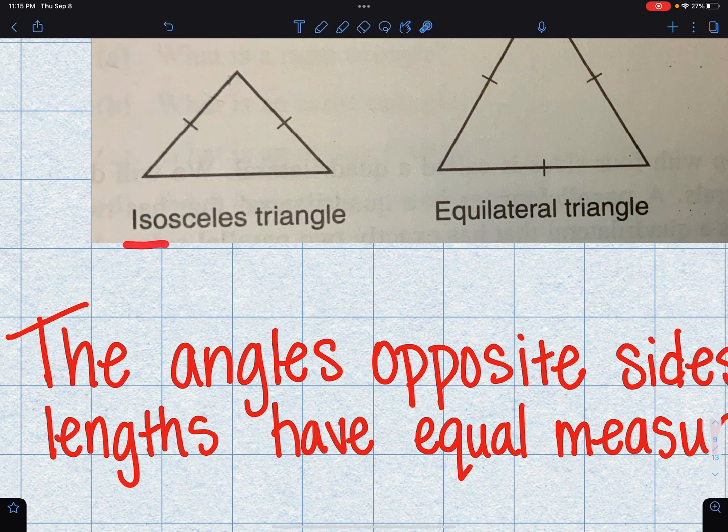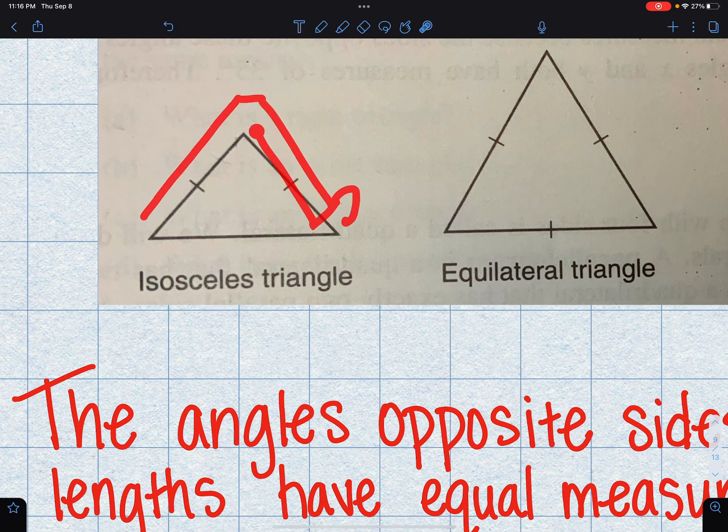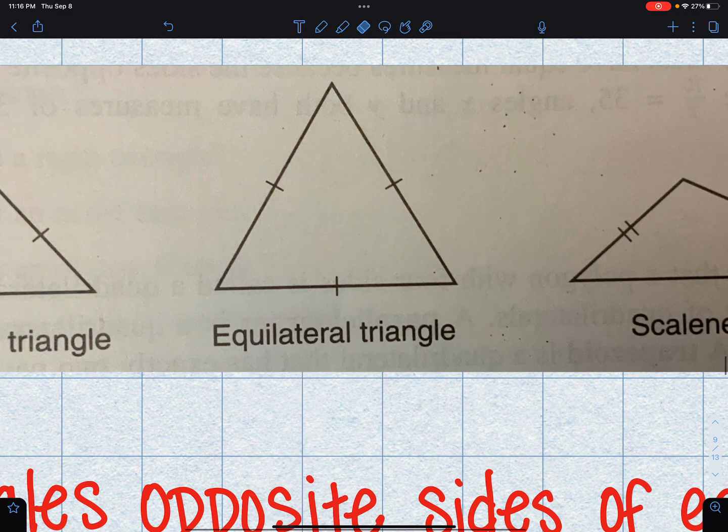That means iso, the same, scales, which is legs. That means two of the segments are the same. The third one, it doesn't matter. But think of this as like pants. Here's the feet. And those are the legs, and they're equal to each other. Okay, isosceles triangle.